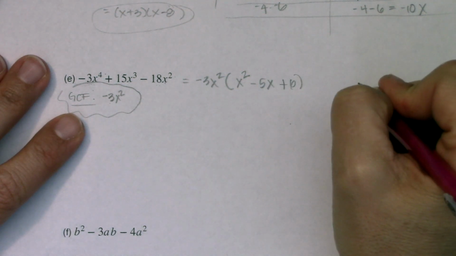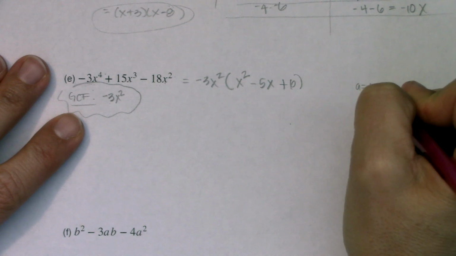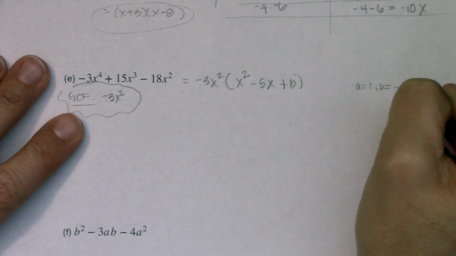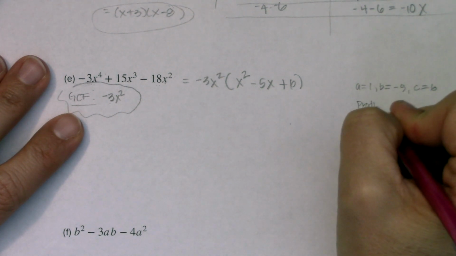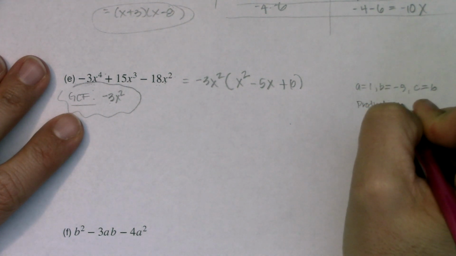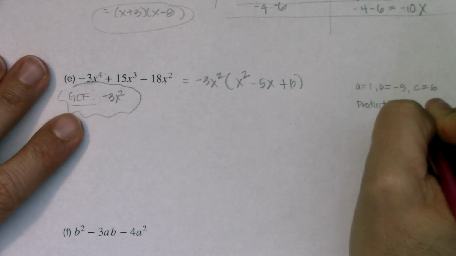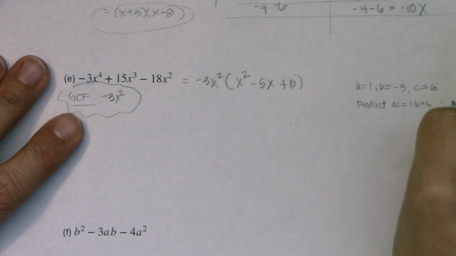So then if I'm trying to AC method this one, I'm going to have A is 1, B is negative 5, C is 6. So we can go through, right? We could do product, right? It's always AC, which in this case is 1 times 6, which is 6. And then we can sum.